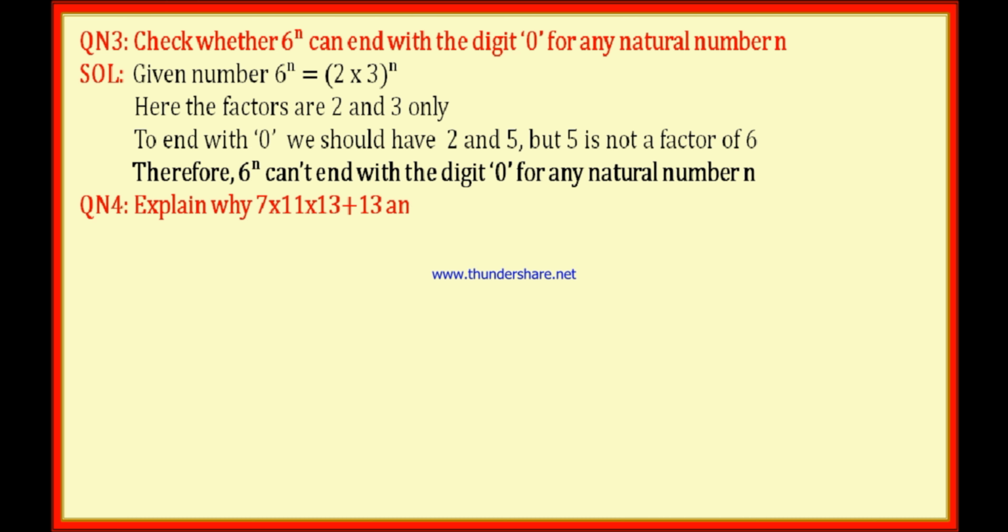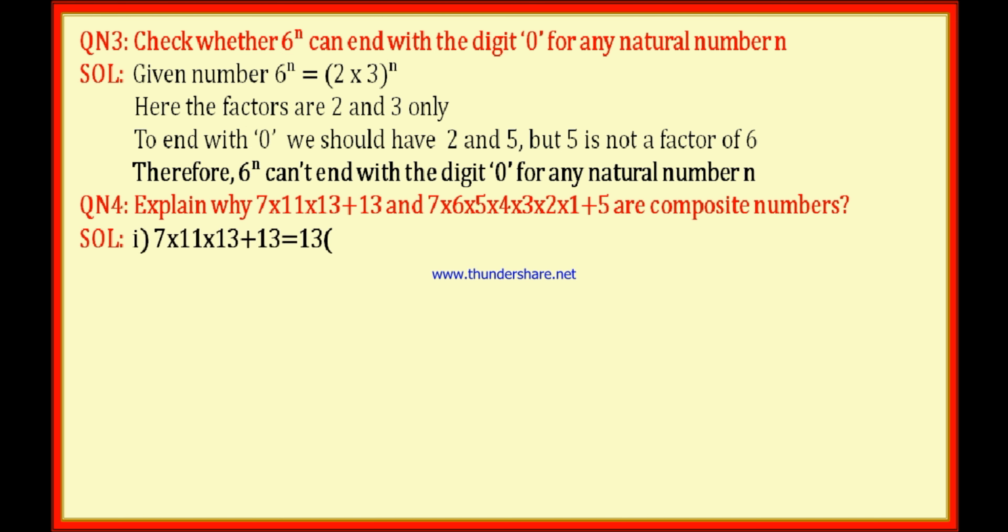Question number 4. Explain why 7 into 11 into 13 plus 13 and 7 into 6 into 5 into 4 into 3 into 2 into 1 plus 5 are composite numbers. I shall repeat. Explain why 7 into 11 into 13 plus 13 and 7 into 6 into 5 into 4 into 3 into 2 into 1 plus 5 are composite numbers. Here is the solution. Let us consider the first part, 7 into 11 into 13 plus 13.